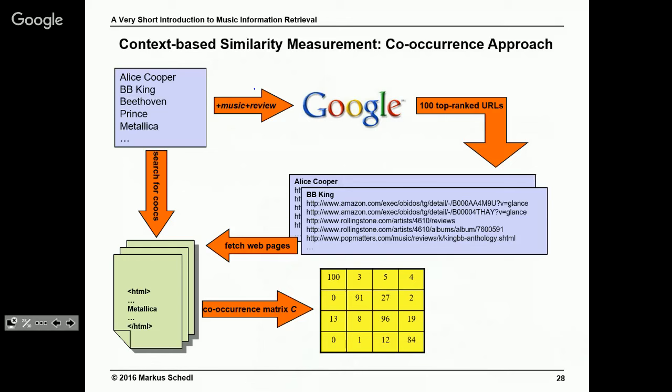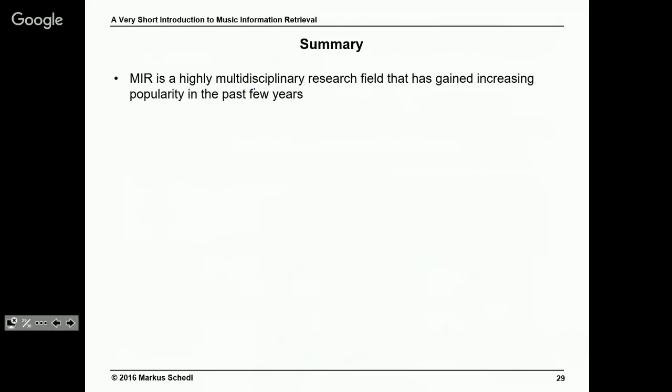And then you can again compute this co-occurrence matrix. So this would, for instance, give you the information that you found 100 web pages for the first artist, Alice Cooper, and on 3 out of these 100, B.B. King also occurs. If you focus on B.B. King, then on 0 of the B.B. King web pages, Alice Cooper will occur. So this gives you an asymmetric matrix, so you have to make it symmetric in order to define a similarity measure again. So that's another method that is sometimes used.